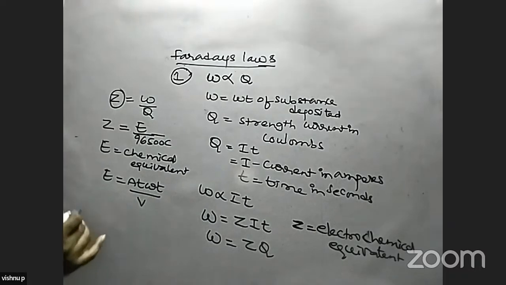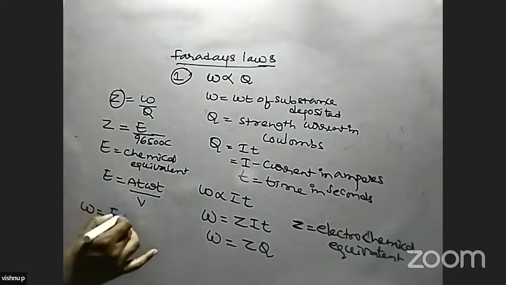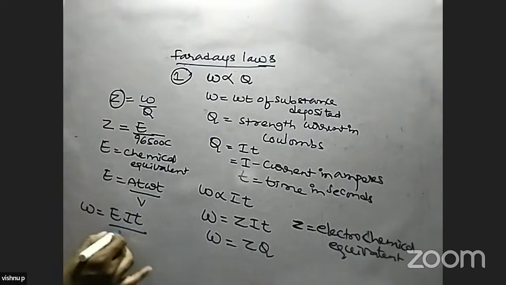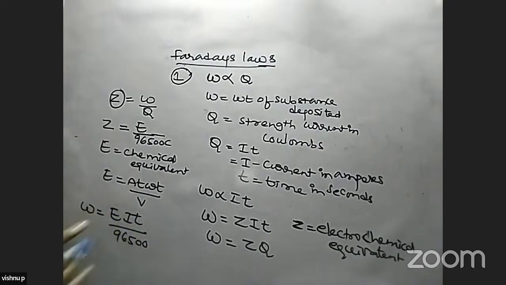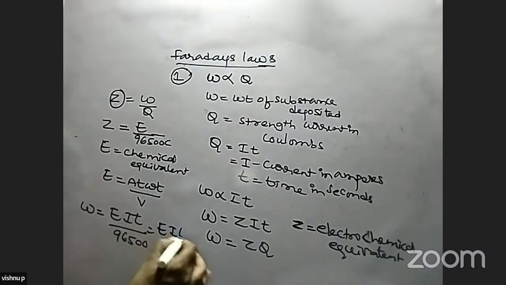So Faraday's law we can write like this also. W is equal to E into I T by 96,500. What is E? E is called chemical equivalent. I is equal to current in amperes. T is equal to time in seconds. 96,500 coulombs is equal to 1 Faraday also. So we write here E I T by 1 Faraday, that is nothing but 96,500 coulombs, according to Faraday's first law.